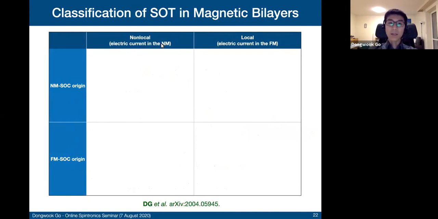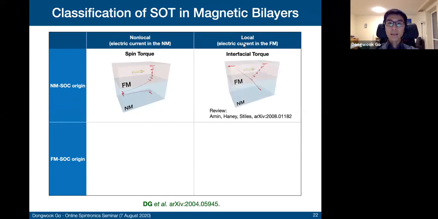For example, when current is flowing in a non-magnet and we see the response in the torque, we call it non-local response. In the other case, current flows in the ferromagnet and we see the response also in the same spot, we call it local. So for non-local and non-magnetic spin-orbit coupling origin, it is the spin torque. So current flows here and we see the torque here due to spin-orbit coupling in a non-magnet. And local torque caused by non-magnetic spin-orbit coupling is one type, the interfacial torque.